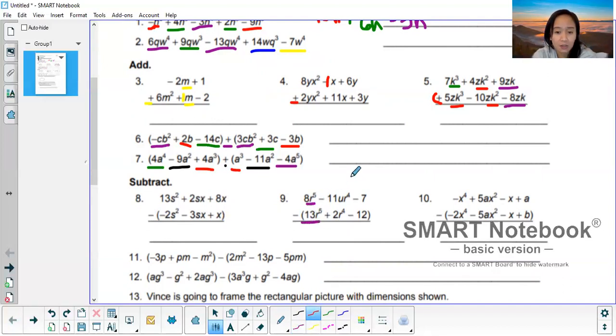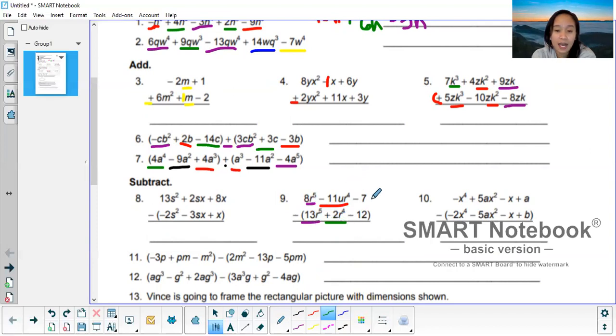But this one, look at. We cannot combine that one and this one. Why? Because you have u at the top and then there's no u at the bottom. So for this one, you just copy minus 11 UR4. And then this, if it has a minus, this one will become minus 2R4. It's the subtrahend, so you should change the sign of that one.